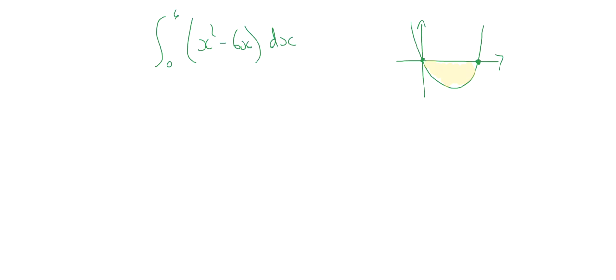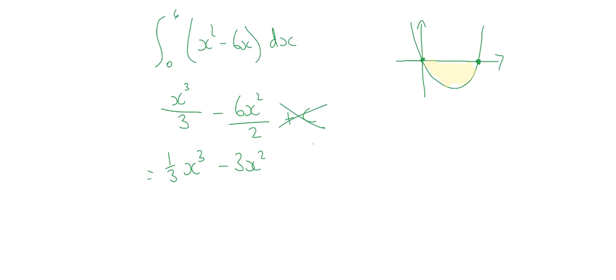So the first thing I'm going to do is integrate this function. So the integral is going to be x to the power of 3. So add a power, divide by the new power, and then 6x, add a power, squared, divide by the new power. So that gives me 1/3 x cubed minus 3x squared plus c. But as we learnt from the last video, we don't actually need to use the plus c because it cancels out anyway when we're doing definite integration.